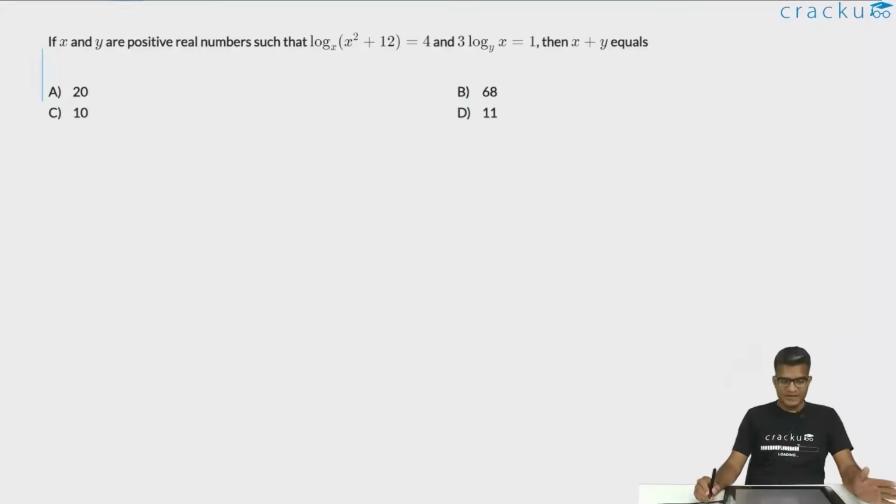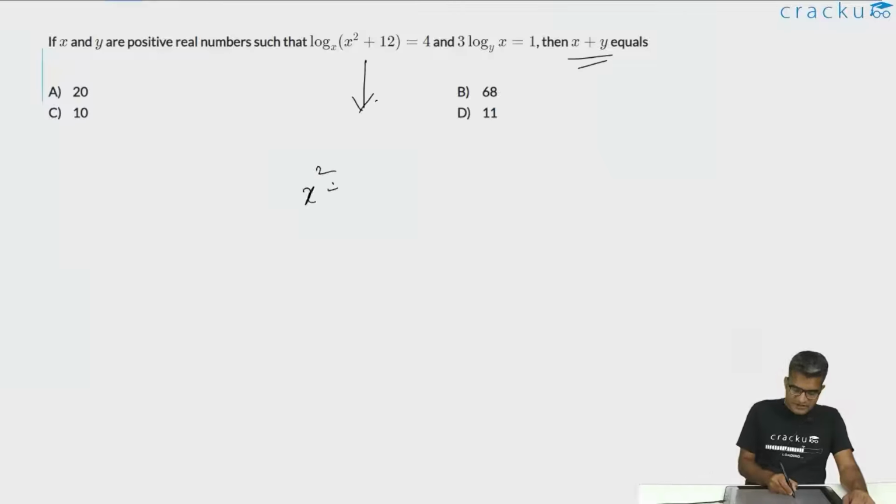In this question, we are told that x and y are positive real numbers such that log of x square plus 12 to the base x is 4 and 3 times log x to the base y is 1. We are required to calculate the value of x plus y. If you are looking at this equation, we are going to get that x square plus 12 is equal to x to the power 4.